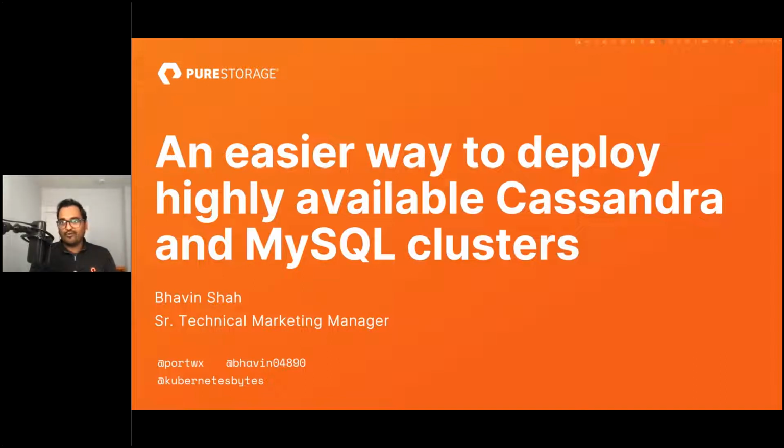And the topic that we have for all of you today is discussing an easier way to deploy highly available Cassandra and MySQL clusters on Kubernetes. To guide the flow, the agenda is we'll do a few slides in the beginning, maybe 10 to 15 minutes, to set the stage, talk about why you need something like Portworx Data Services, what is Portworx Data Services, and how it provides that easy way to deploy data services on Kubernetes. And then we have a demo for you, which covers maybe half of the webinar, or if not more, and then we'll open it up for some Q&A.